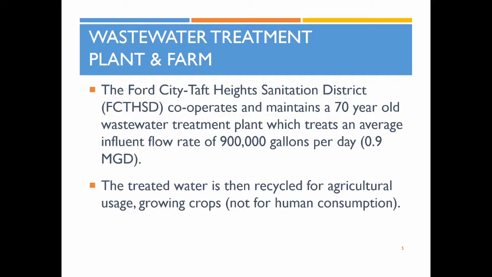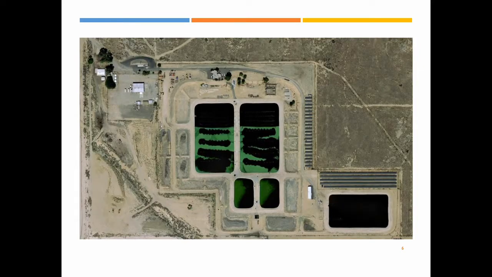The plant itself is over 70 years old and it processes about 900,000 gallons of wastewater each day. We call that 0.9 MGD, or million gallons per day. After the water has been cleaned in the wastewater treatment plant, it is used to irrigate an agricultural farm. The farm grows non-human consumption crops like alfalfa. Here is an aerial picture of the wastewater treatment plant.